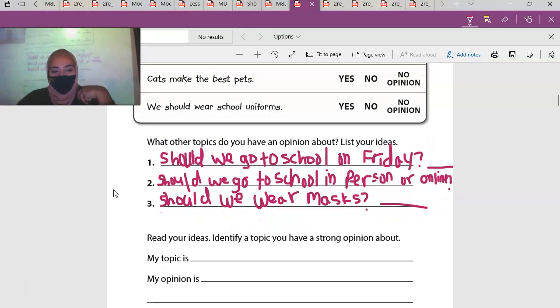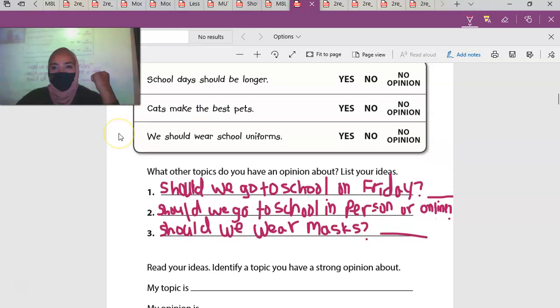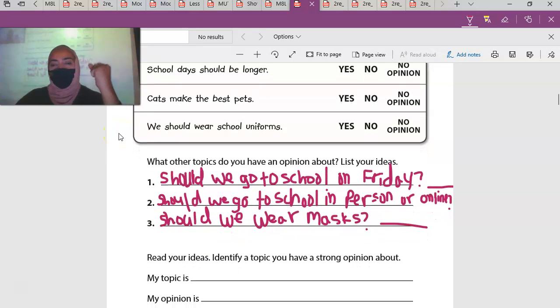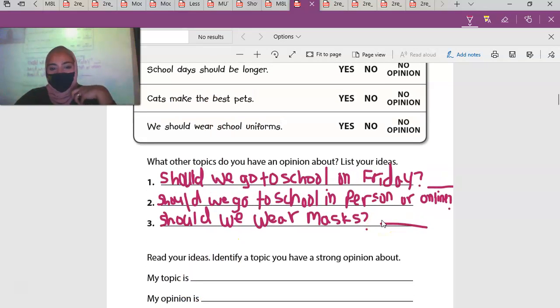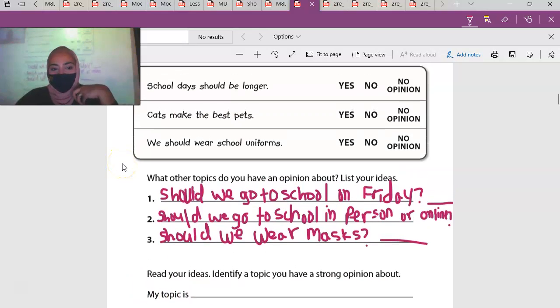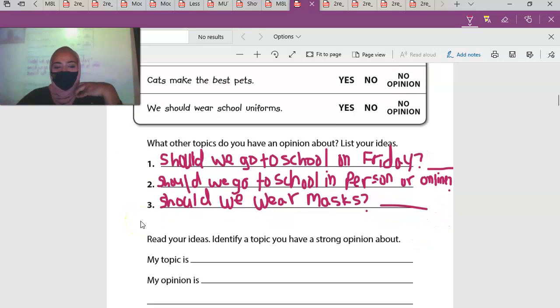Whatever that topic is, you're going to write it here. So let's say, for example, if my topic is cats make the best pets, if I think that's my strongest opinion, then I'm going to write that here. My topic is cats make the best pets. If you think yours is should we go to school on Friday, then here you're going to write my topic is should we go to school on Friday. Or should we wear a mask? You're going to choose which one of these 6 topics you want to write about.